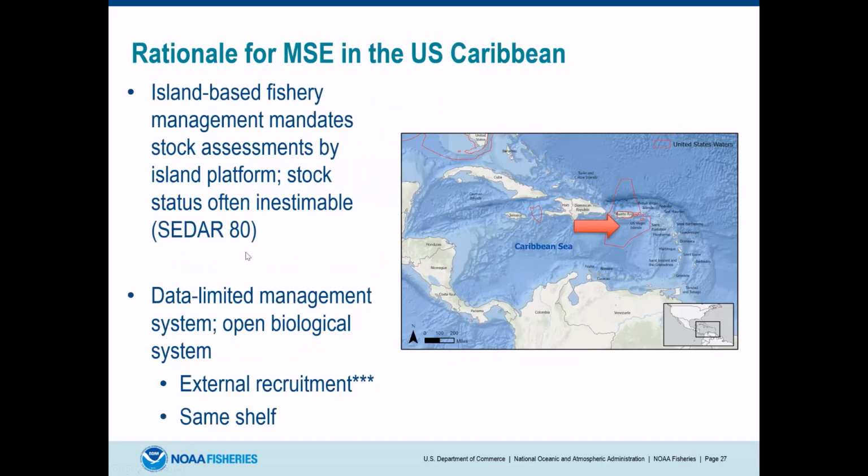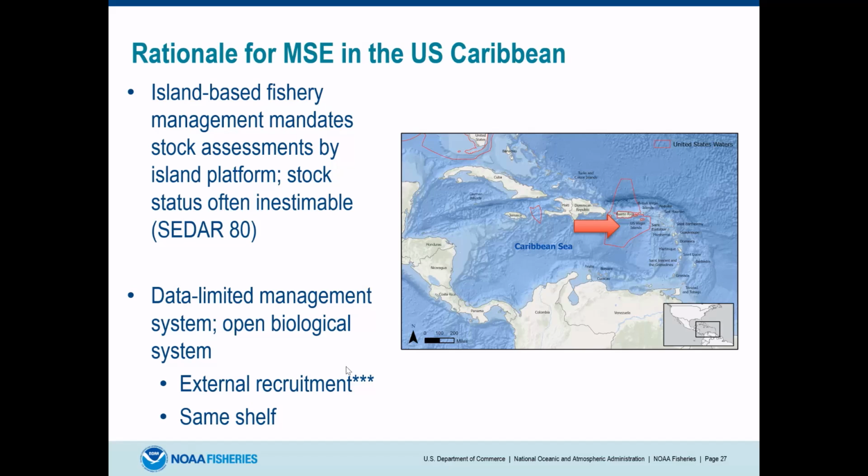And so with this last portion of the talk, I want to talk about the work that we've started doing with this tool in the U.S. Caribbean. The challenges in the U.S. Caribbean are a bit different from those in the South Atlantic. We have island-based fishery management, and so when we have to conduct a stock assessment, we really have to conduct three. And one of the issues we're running into, even with our most data-rich stock assessment, is that stock status is typically inestimable. It's a really data-limited management system where we have, in some cases, data that our stakeholders don't really believe is accurate. We have an open biological system that's being treated as discrete and independent portions of that system. We have external recruitment to that same shelf, for example.